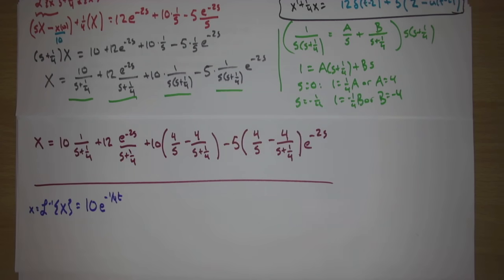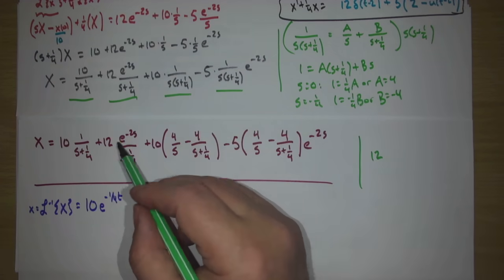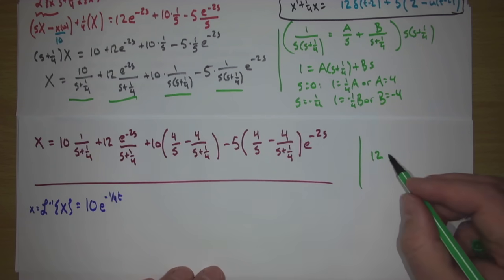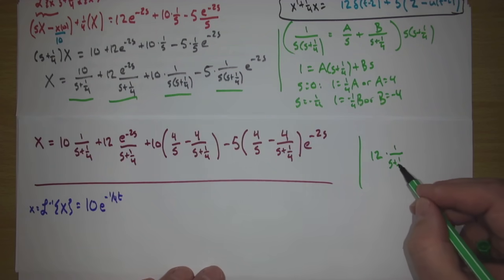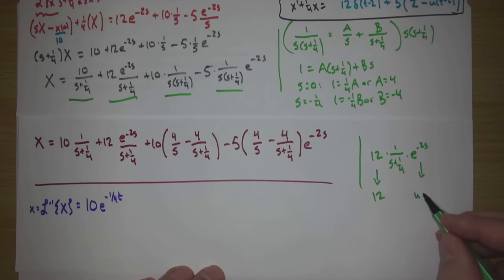Now, e to the minus 2s over (s + 1/4). What's that going to do? Well, we'll be careful. There will be a u. Anytime there's an exponential, there's a u involved. The 12 will be a constant. The e to the minus 2s tells us on/off, u of s minus 2.